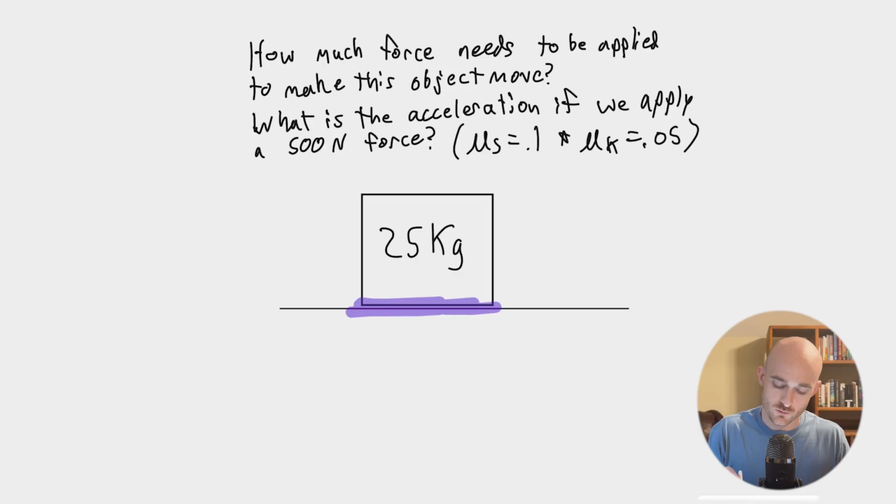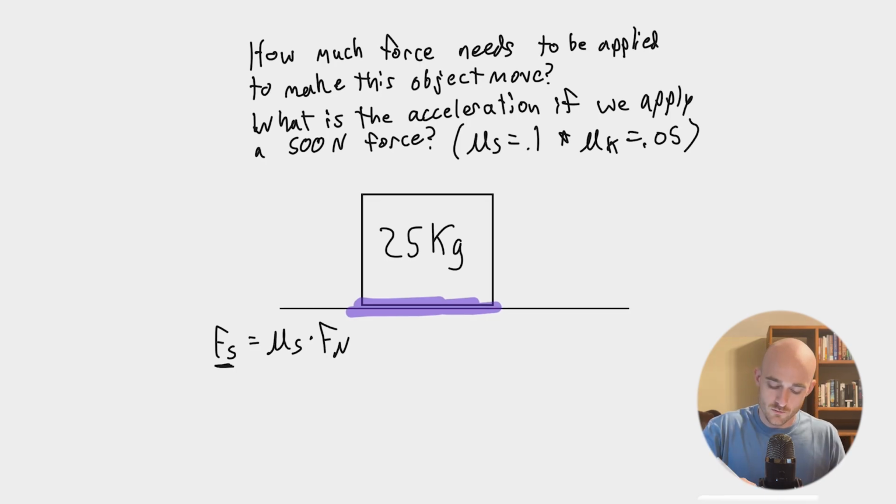All right, for the first question, which is asking us how much force do we need to apply to make the object move, start thinking about the static friction concept that we talked about. Remember that we will have to exceed the maximum static friction to make this object move. So let's first calculate that maximum static friction. We set the maximum static friction equal to the static friction coefficient times the normal force.